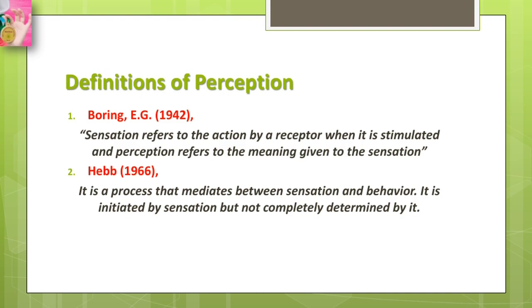And Hebb, in 1966, uses the term sensation when referring to the activity in neural paths up to and including the corresponding sensory areas in the brain. According to him, perception, however, is defined as a mediating process to which sensation gives rise directly, and it is a process that mediates between sensation and behavior, and it is initiated by sensation but not completely determined by it.